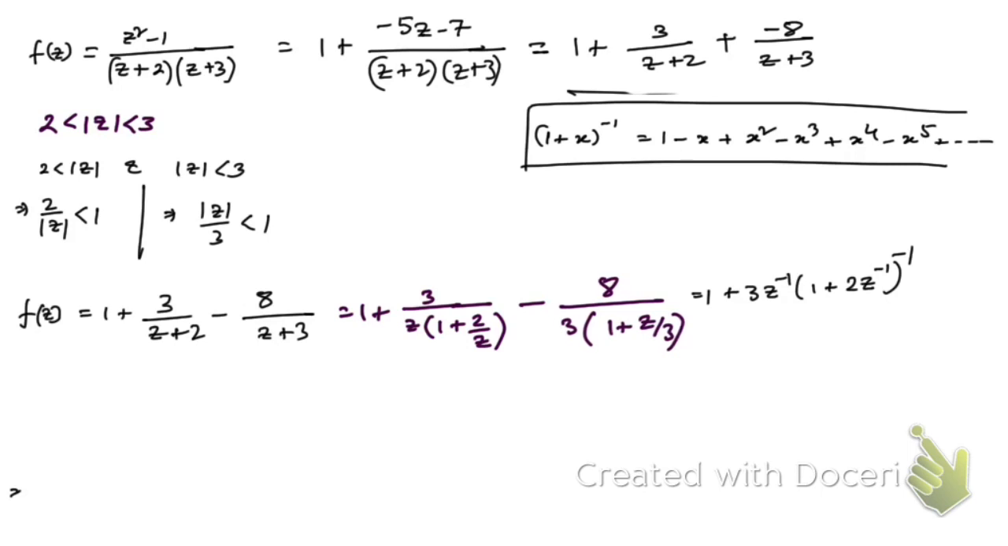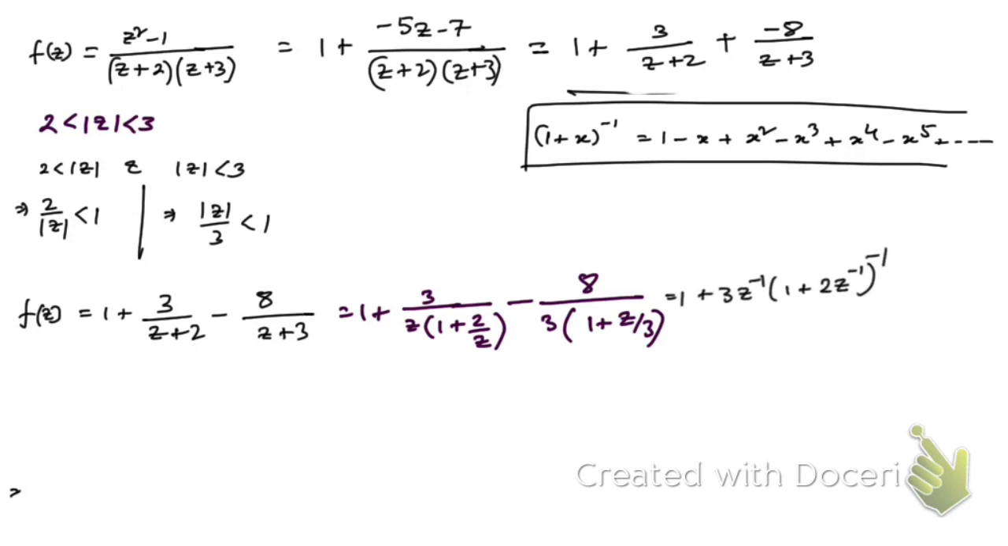So now let me do a little bit of arrangement here. Then this part can be written this way: minus 8 by 3, 1 plus z by 3, whole to the power minus 1. So now let us use this identity.